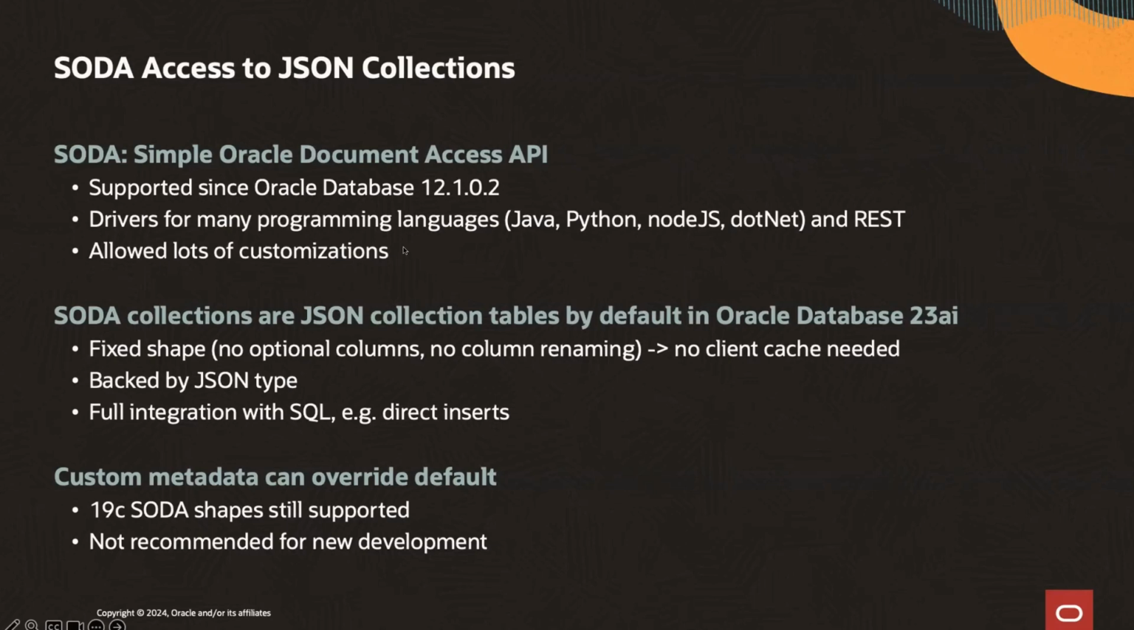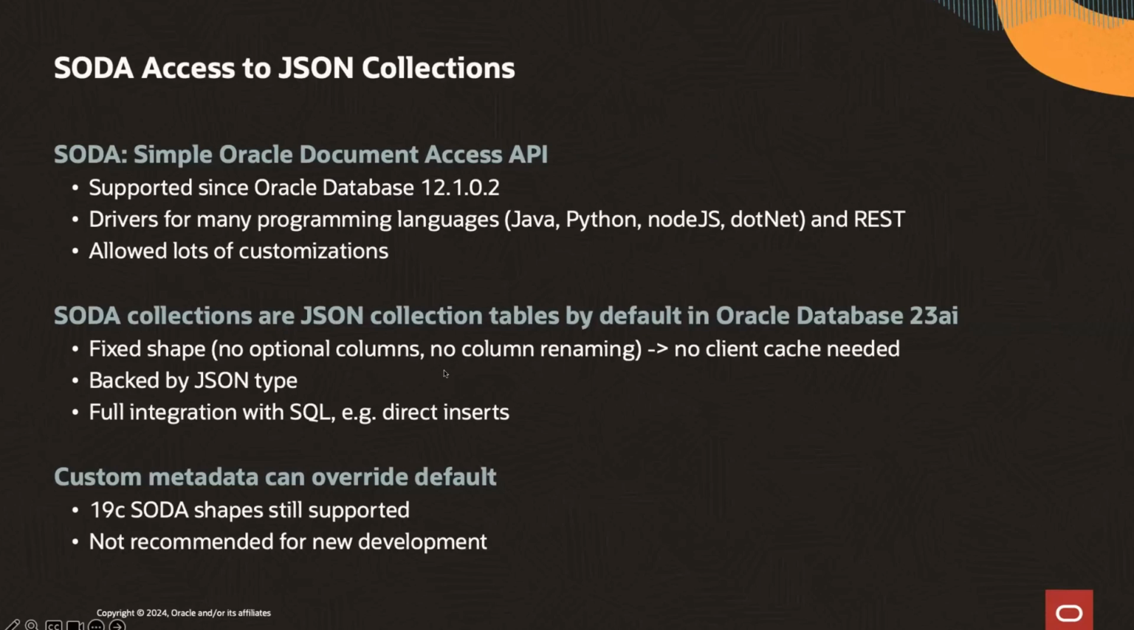And Soda allowed a lot of customization. So you could choose how to store your JSON, what the names of the columns are. It also allowed some optional other names, like when a document was updated. And what we do in 23 AI is that a Soda collection will now be a collection table by default. So Soda remains fully supported, and Soda is now one variant of these collection tables. These collection tables have a fixed shape. We think this simplifies things, so we recommend people go with these collection tables.